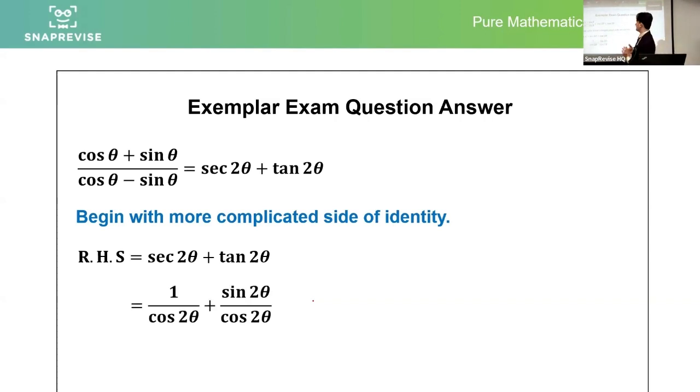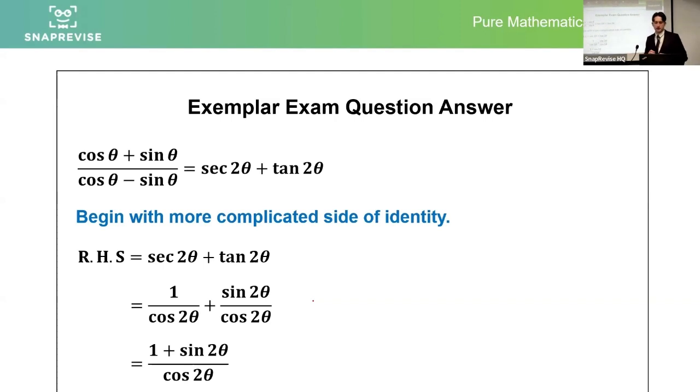So the first step would be sec 2 theta plus tan 2 theta. We get 1 over cos 2 theta plus sine 2 theta over cos 2 theta. And what's really nice about this is you already have that common denominator. So we can combine that fully as 1 plus sine 2 theta over cos 2 theta. So let's check we're happy up to there. Are we all good with that?